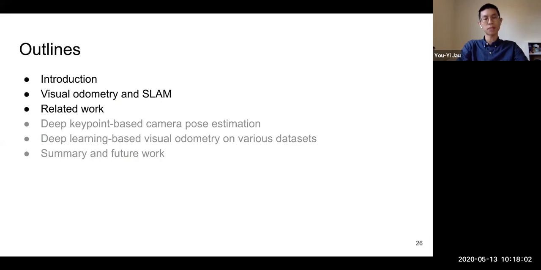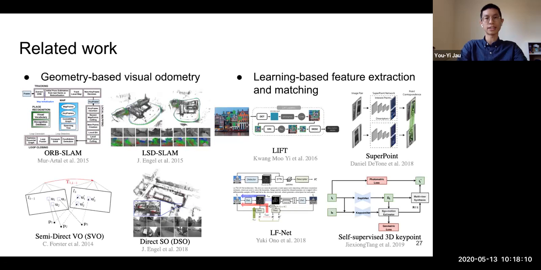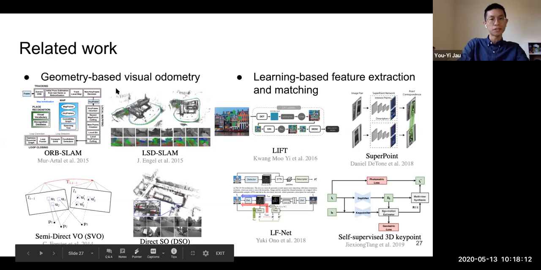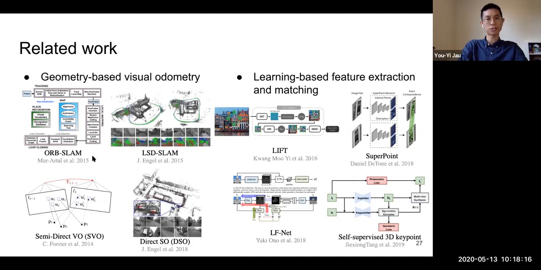So the visual odometry pipeline has been developed over a decade, but there are also still many interesting works being developed. Let's take a look at these works. For geometry-based visual odometry, we have ORB-SLAM using a feature extractor to find sparse correspondences and do the pose estimation. LSD-SLAM, on the other hand, does not have sparse correspondences.